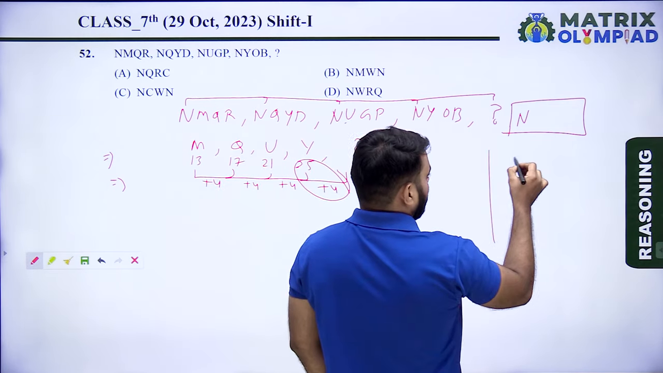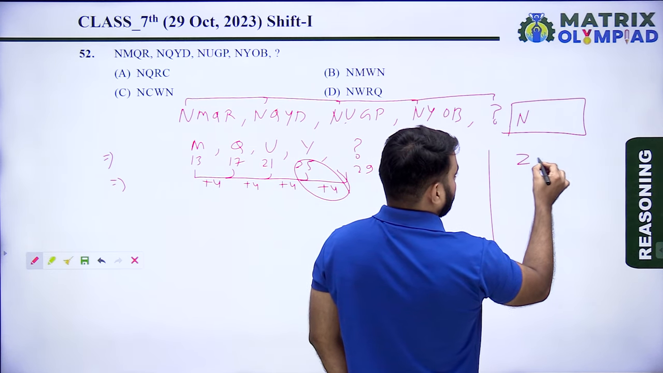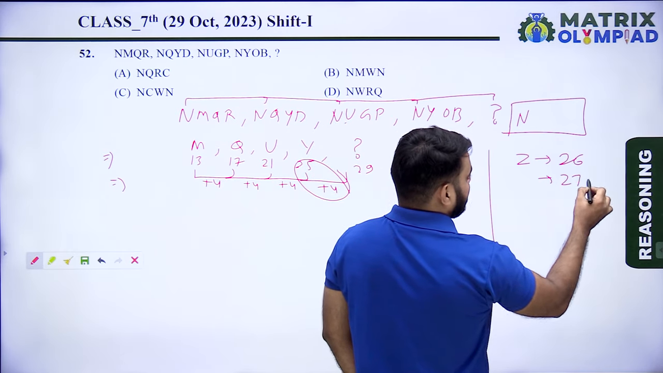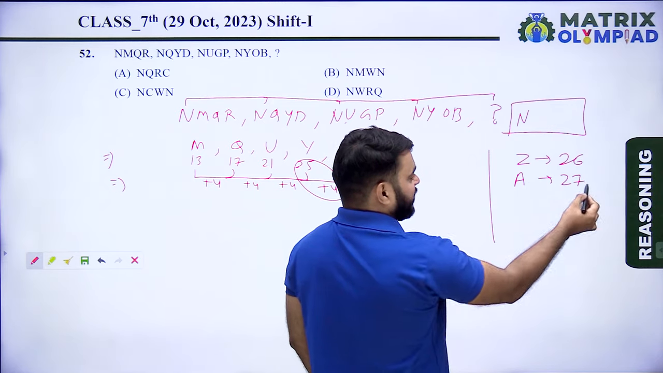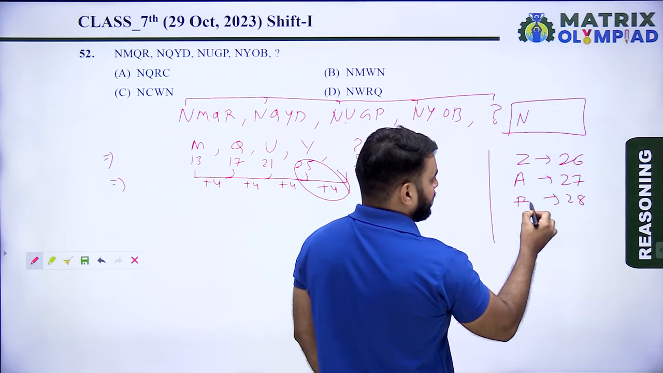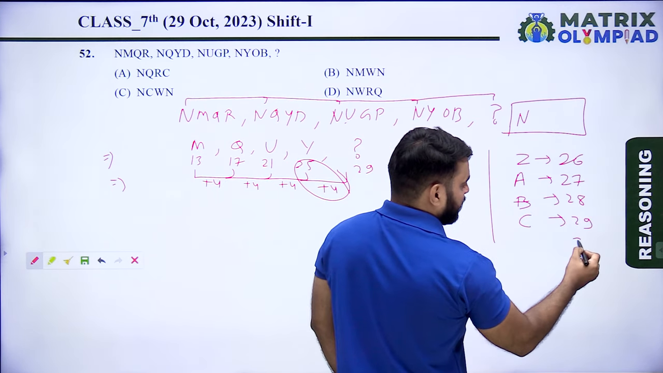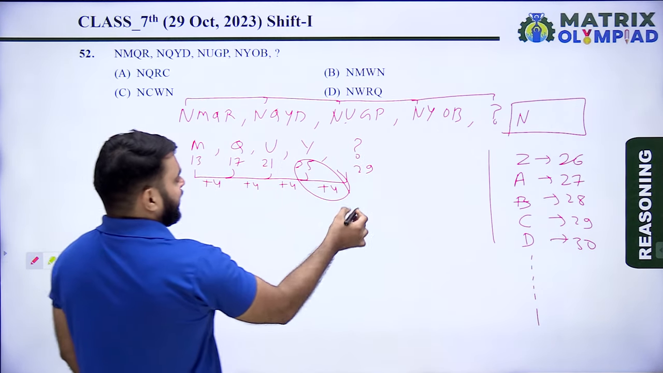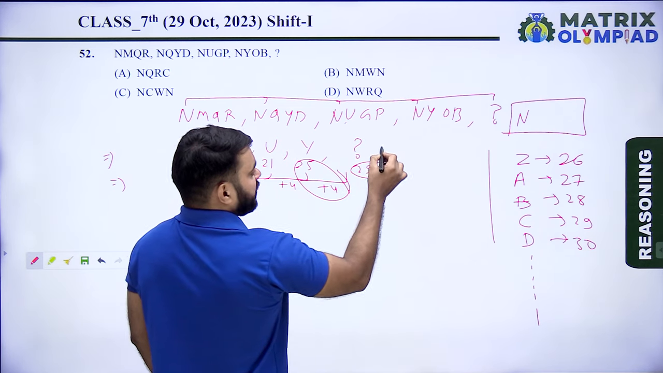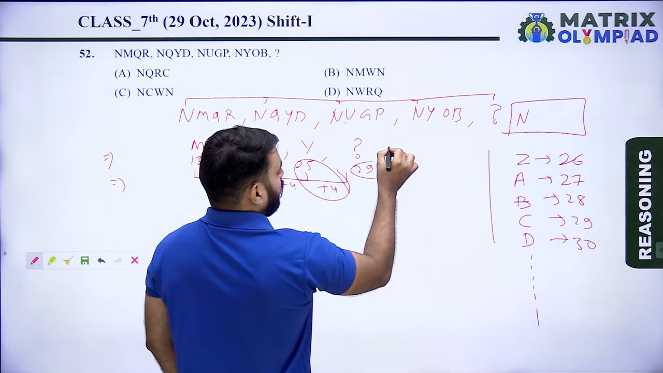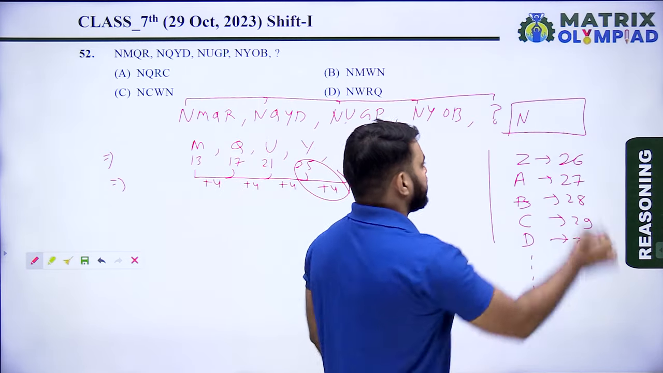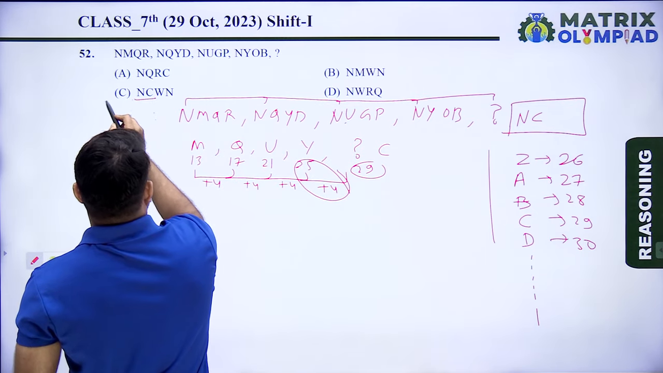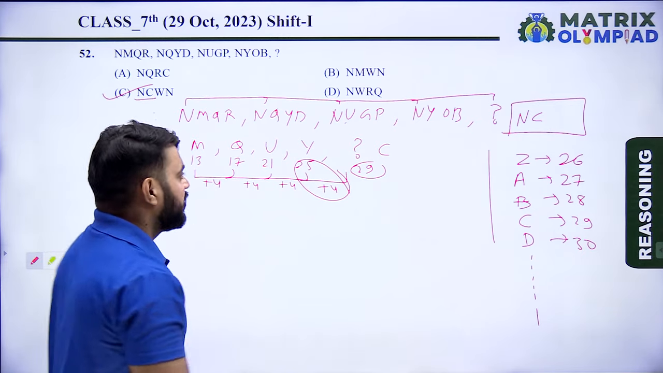As you know, last alphabet of English alphabet is Z. Position of Z is 26. Now 27, it means you can restart the alphabet. 27 means A, 28 means B, 29 means C, 30 means D, and so on. So 29 means C. So second alphabet of missing term is C. So first is N, and second is C. So it means option C is the correct answer. Let's check.